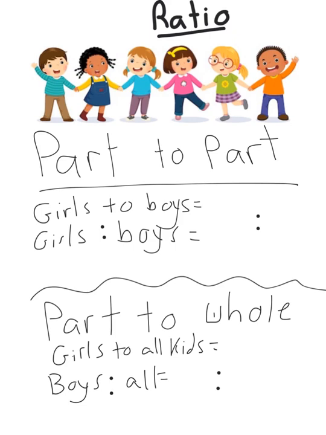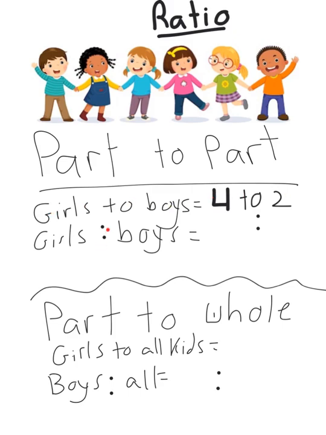So in terms of the numbers here, we have 1, 2, 3, 4 girls, and we are looking at girls first. Be careful of that. If it's asking for girls first, you have to put the girls number first. So there's 4 girls, and then it's asking for boys, and we have 1, 2, so we're going to write in 2. The part to part ratio of girls to boys is 4 to 2.